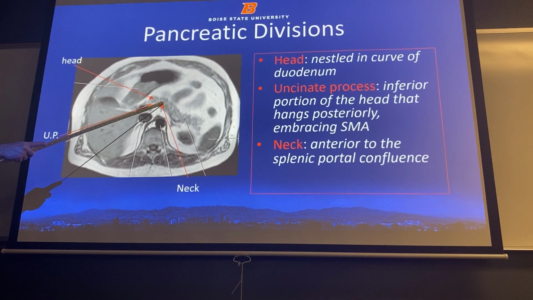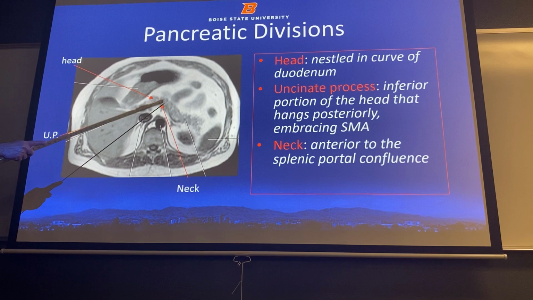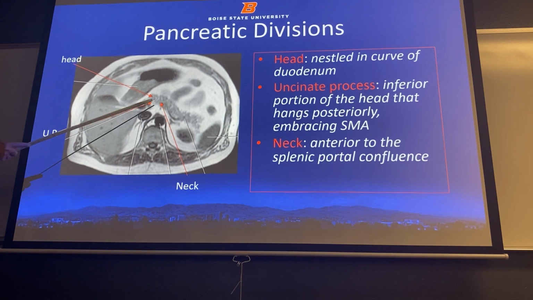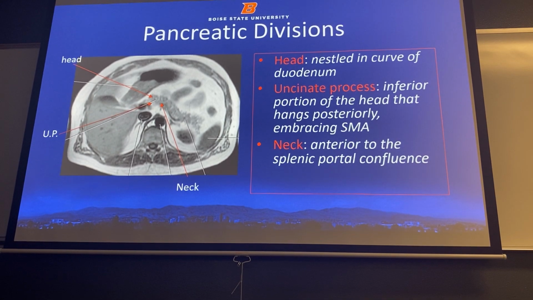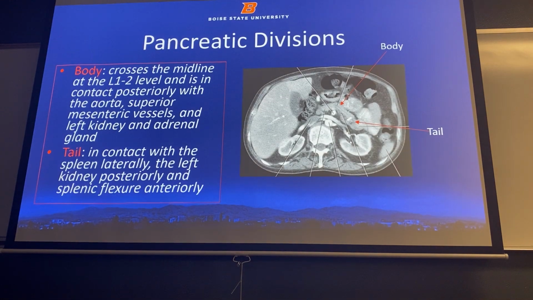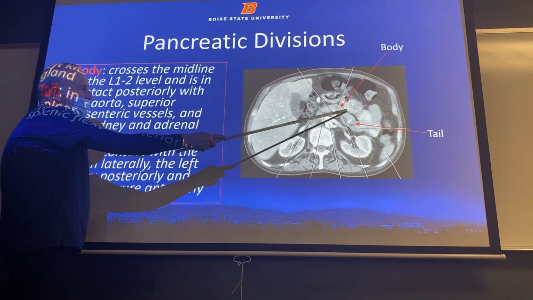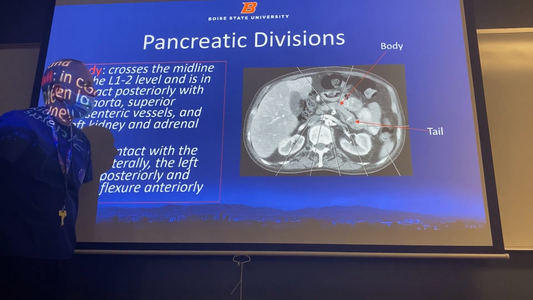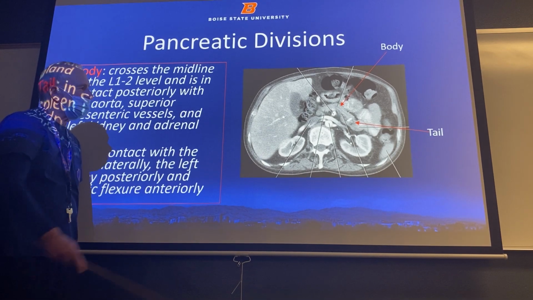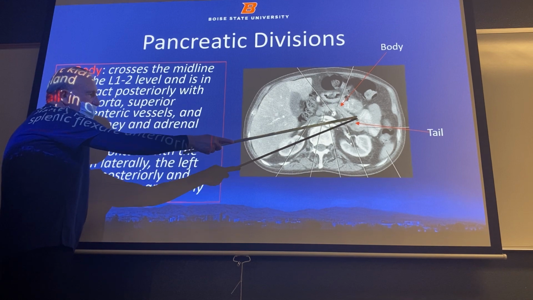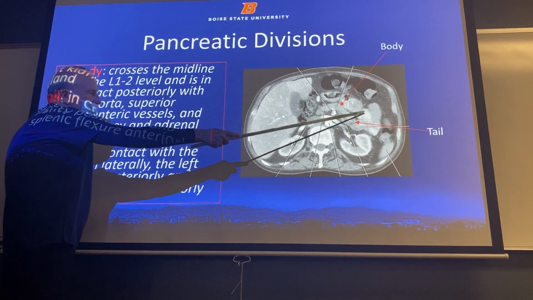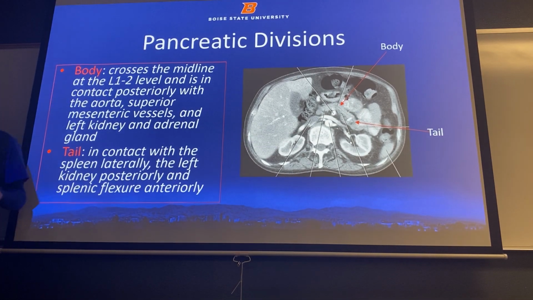Then going back toward the tail, you're going to have the neck of it, which is this constricted area right over here. Continuing down, you're going to have the body through here. And again, the body is going to become an important landmark for identifying the location of the splenic vein. And then the tail of the pancreas will be located in the hilum of the spleen.